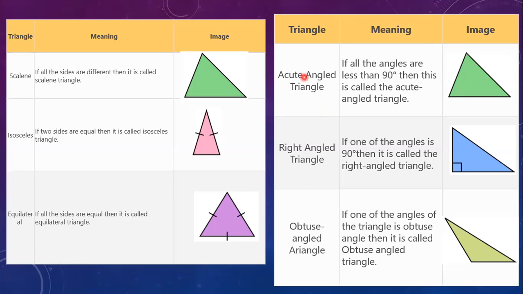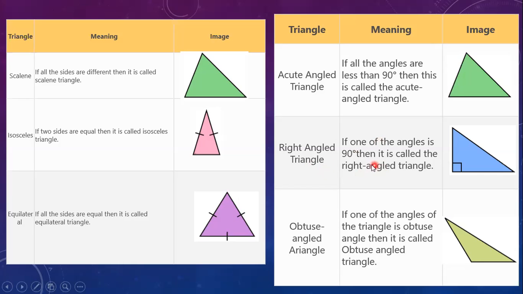Three types: acute angle triangle, right angle triangle, and obtuse angle triangle. Let us see what we mean by acute angle triangle. If all the angles are less than 90 degrees, then it is called an acute angle triangle. You can see the image here. So this is the example.